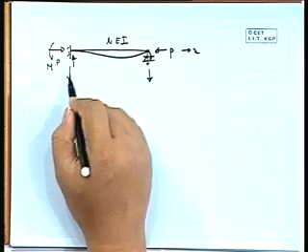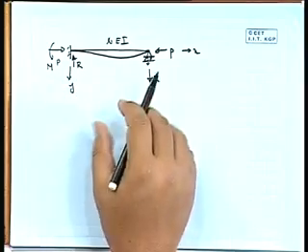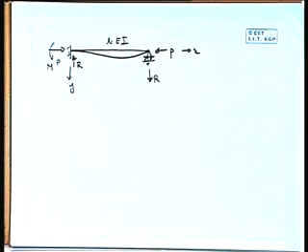So it is anticlockwise. So here there will be a reaction R and R. So R into L will be M. So if we know R, we can calculate M. If we know M, we can calculate R. But what will be the value, that is not known.